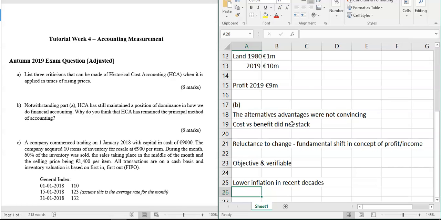But as central banks got inflation under control, there was less of a focus on this limitation of historical cost accounting. And as we've had lower, stable rates of inflation, it really has lowered the calls to remove historical cost accounting because it's not as distorted as it once was. So that gives you 3 or 4 additional reasons why historical cost accounting remains the principal method. And again, you're looking at 6 marks for that particular piece.